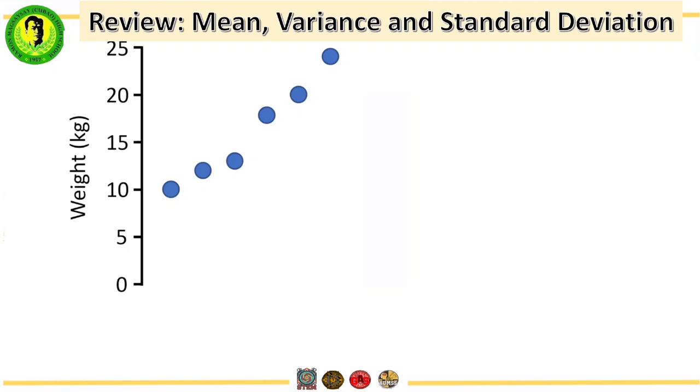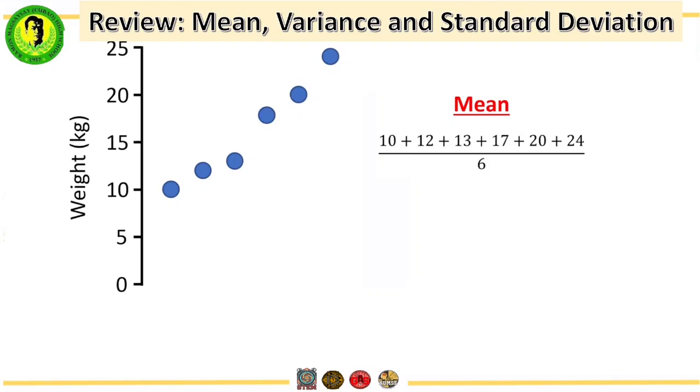Weight is continuous data. So I prepared this data or statistics about the sample of the weight of the dogs of a particular veterinary clinic. So here are the weights of the dogs. If you check the graph, you will just assume the value of the data. It is necessary to have the actual numbers of the data, like this one: 10, 12, 13, 17, 20, and 24.